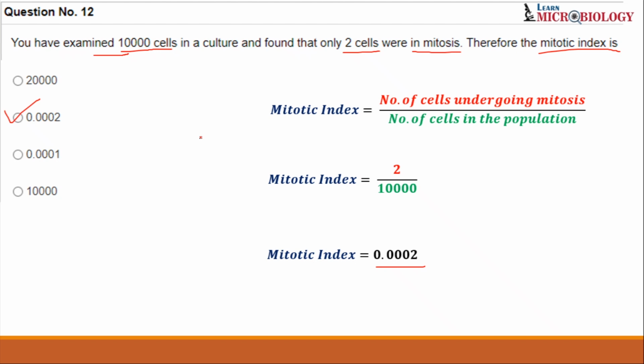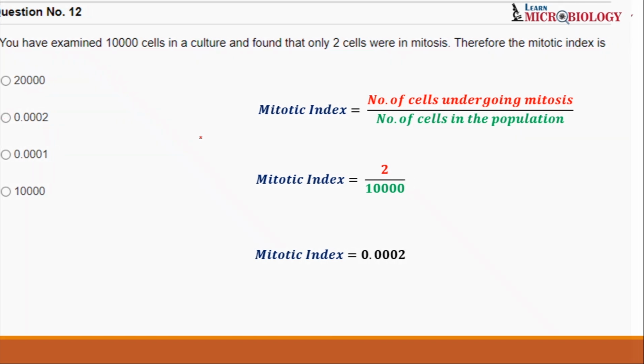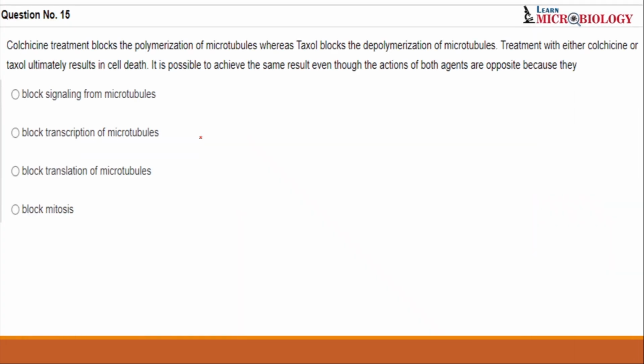Students, take down this equation of mitotic index in your notebook. If you have a similar question, it's very easy to solve. Let's move ahead to the next question. Let's go to question number 15.